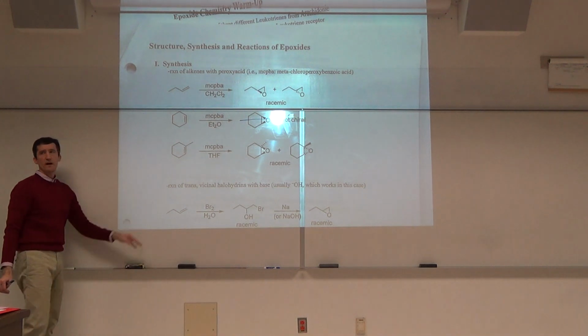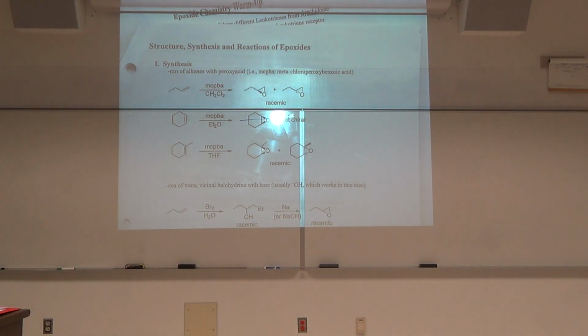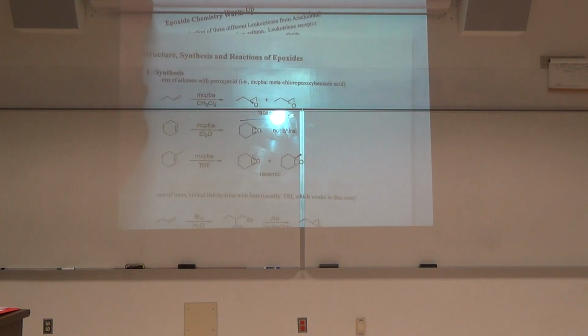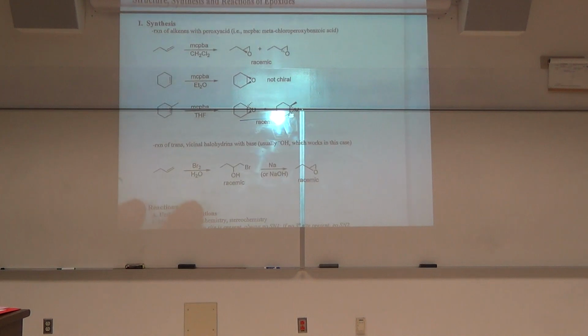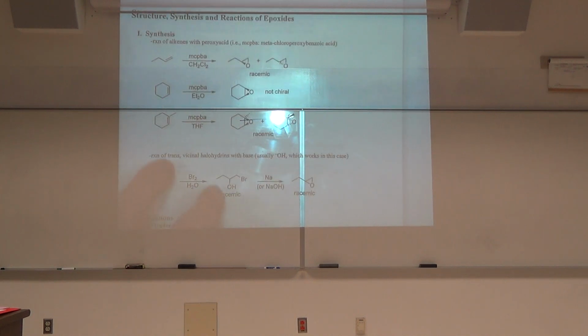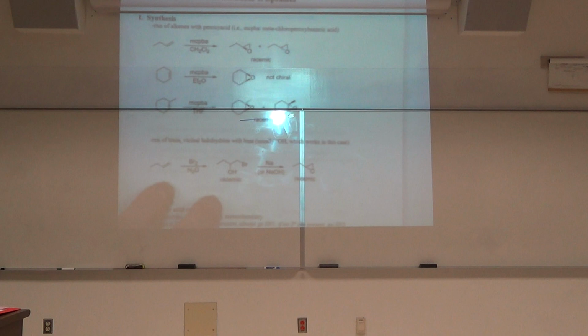Now, your book will talk about the Jacobsen enantioselective synthesis of epoxide, Jacobsen epoxidation. We're not going to be covering that. Take a look if you want. Okay. Another way to make epoxides.